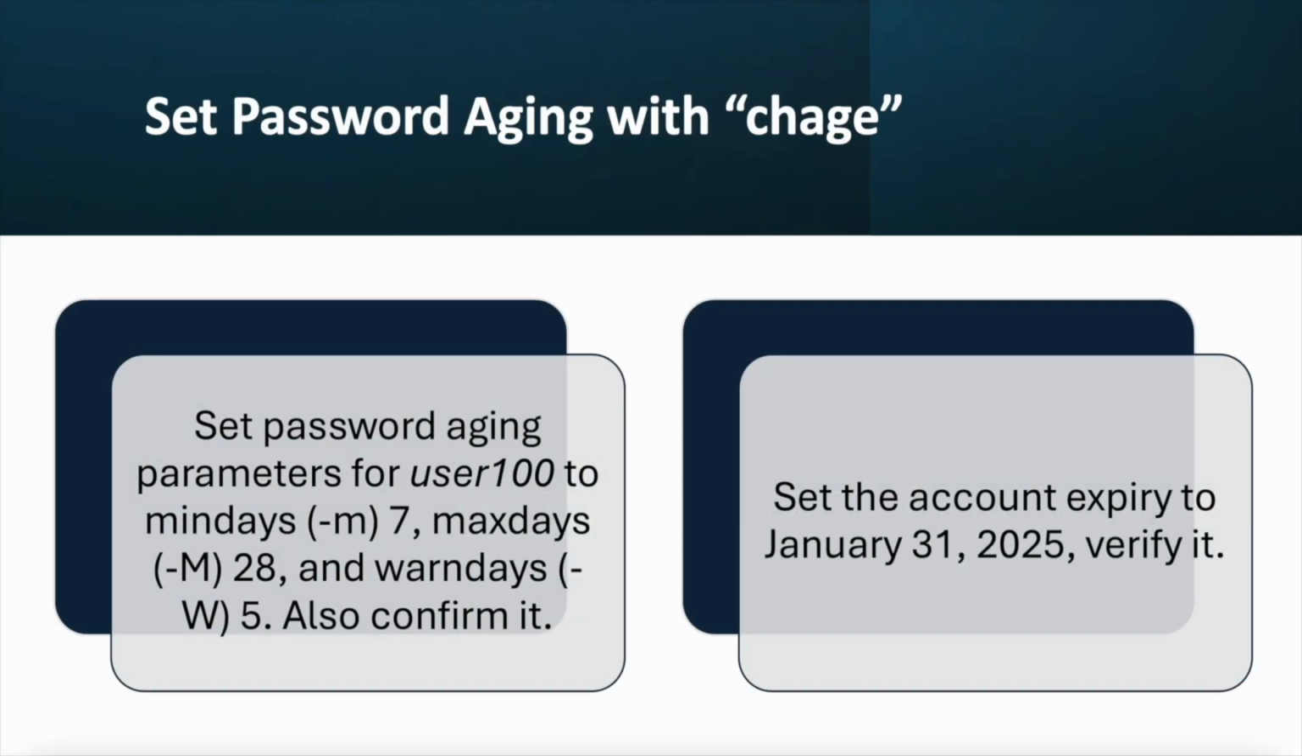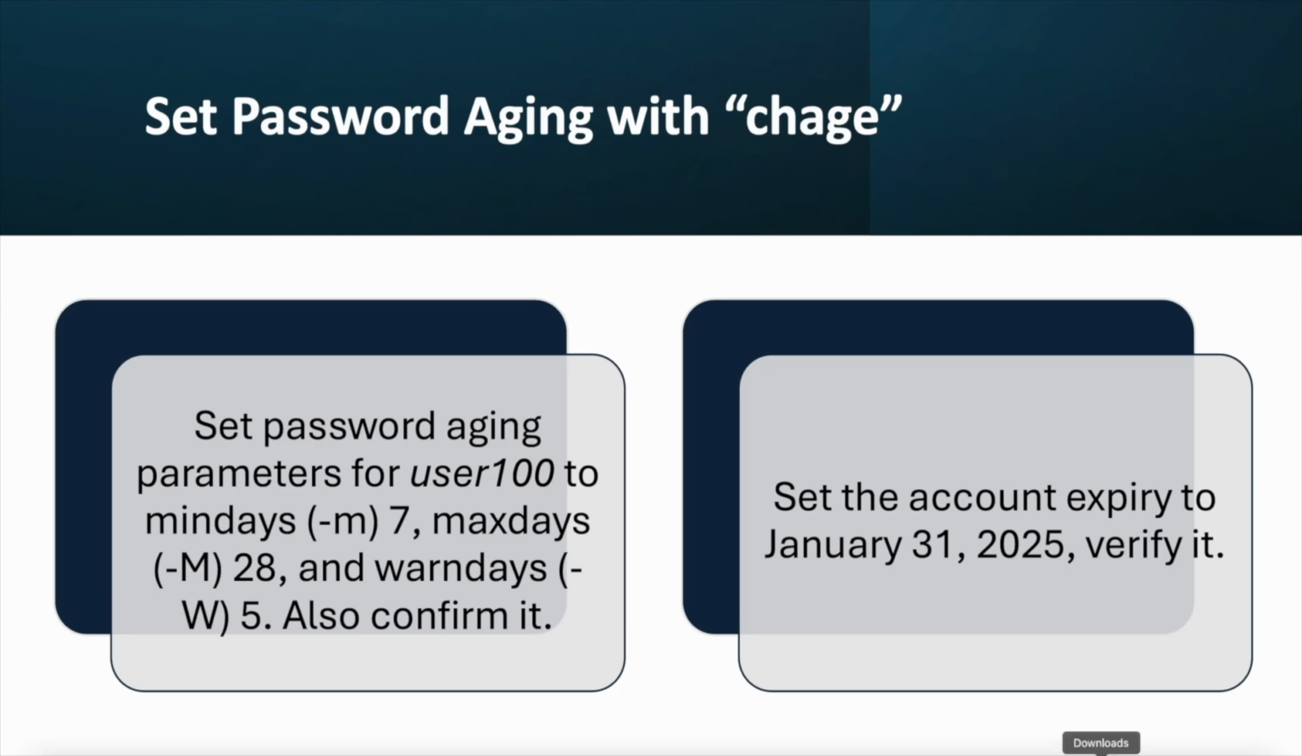I have created some scenarios. Let's do this with the lab. The first scenario is to set password aging parameters for user100 to a minimum of 7 days, a maximum of 28 days, and warning on 5 days. Also confirm it.